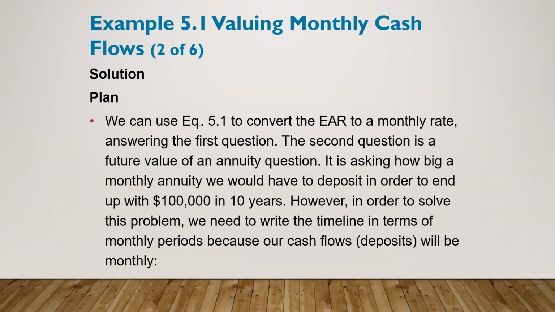Here's a plan. We can use equation 5.1 to convert the EAR to a monthly rate, answering the first question. The second question is a future value of an annuity question. It is asking how big a monthly annuity we would have to deposit in order to end up with $100,000 in 10 years. However, in order to solve this problem, we need to write the timeline in terms of monthly periods because our cash flows, deposits, will be monthly.